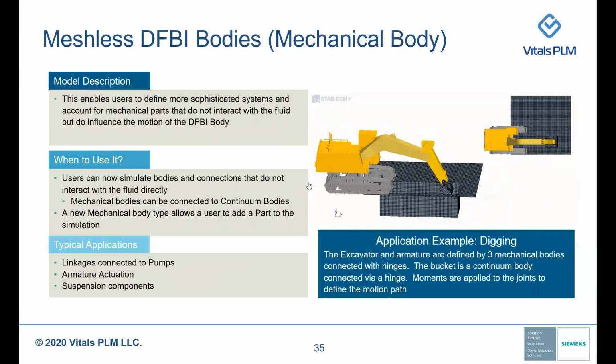Typical applications include linkages connected to pumps. Again, these linkages can be defined as meshless DFBI bodies only. The internal flow inside the pump can be modeled using a DFBI approach. And armature actuation, again a medical device application, is another where this meshless DFBI body feature can be used.